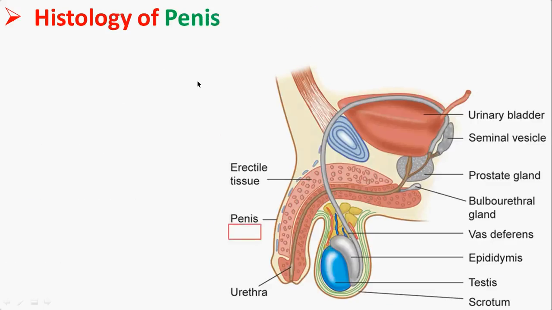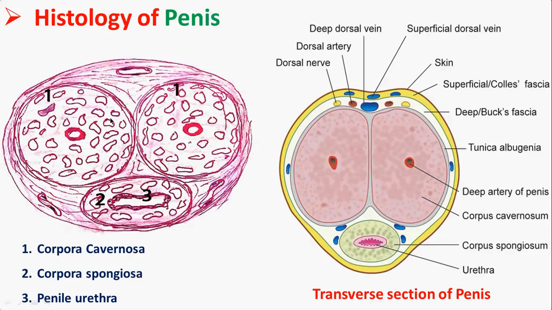In the last, we will see the histology of the penis. When we cut a cross section of the penis and visualize it under the microscope, what can we see? This type of image you can see under the microscope. This is a schematic figure, a transverse section of the penis.